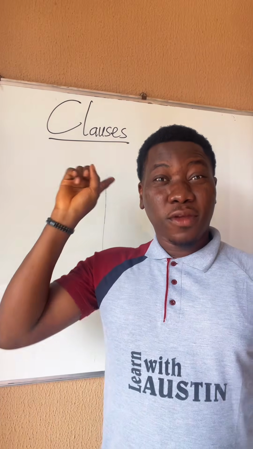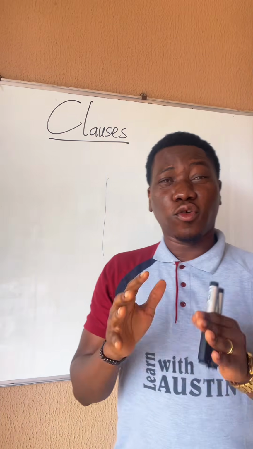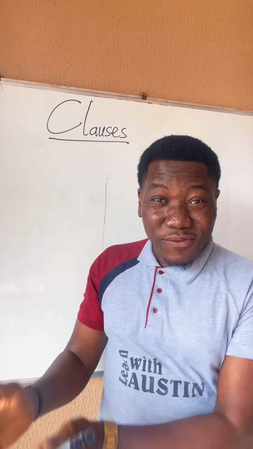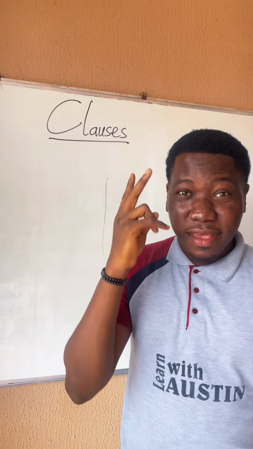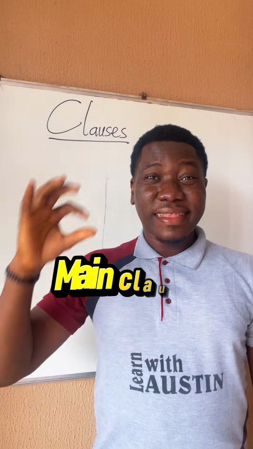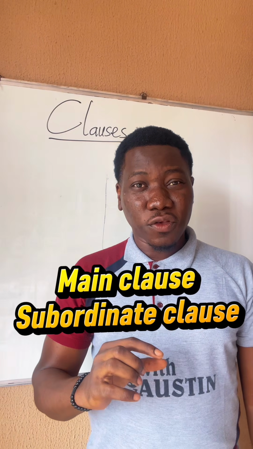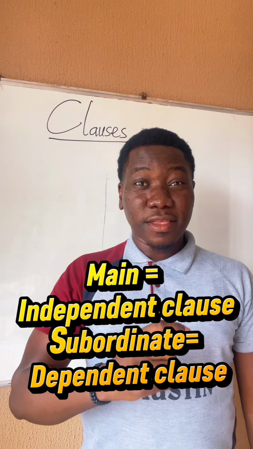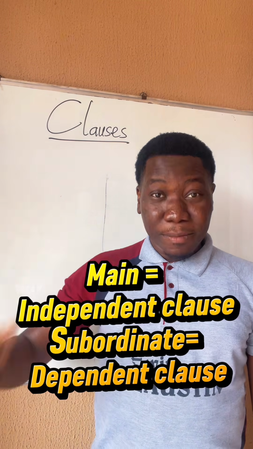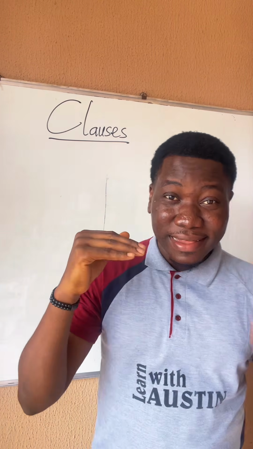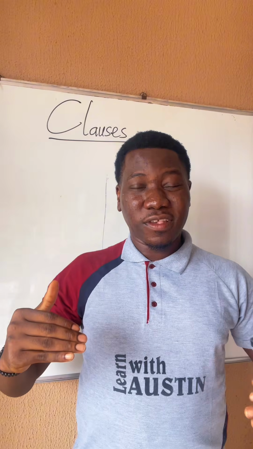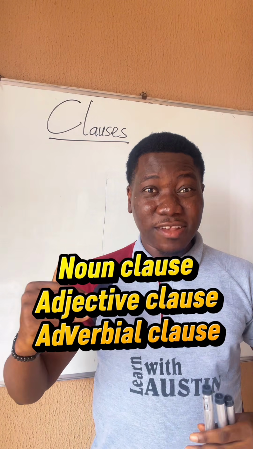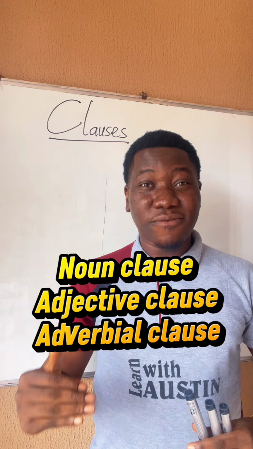Yesterday, we talked about clauses. We said a clause is a group of words that has a subject and a verb. That's what makes a clause, right? Then we said we have two main types of clauses: the main clause and the subordinate clause. The main clause is also called the independent clause, while the subordinate clause is also called the dependent clause. And we said that the dependent or subordinate clause has three types. We have the noun clause, the adjective clause, and the adverbial clause.